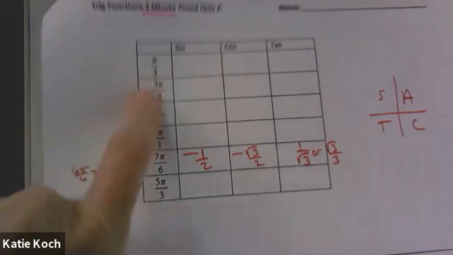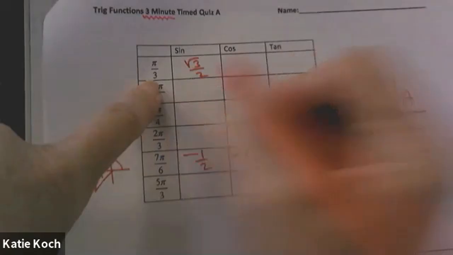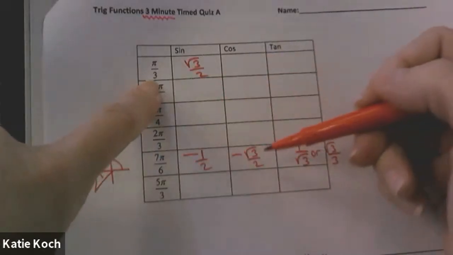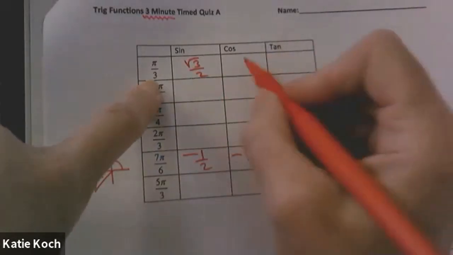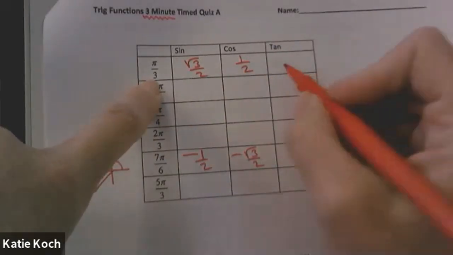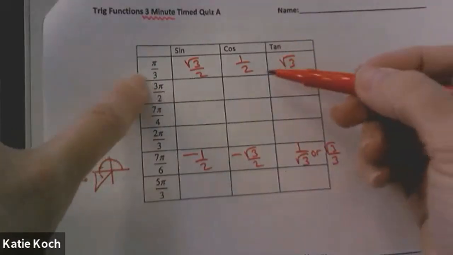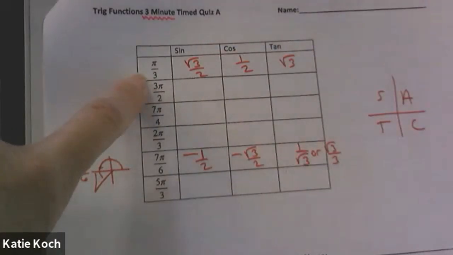So from the pi/3, the 60-degree angle, now opposite over hypotenuse would be this guy here, the √3/2, and adjacent over hypotenuse would be 1/2. And then opposite over adjacent is the reciprocal of this, so that would be just a plain old √3. Now I think about my signs. Well, I'm in quadrant 1 here, so I know that they're all positive.